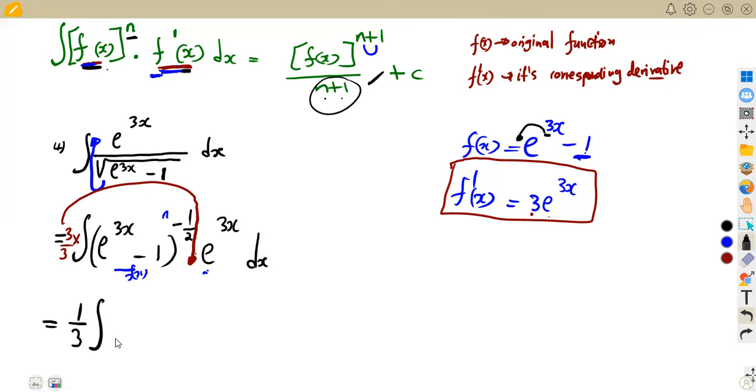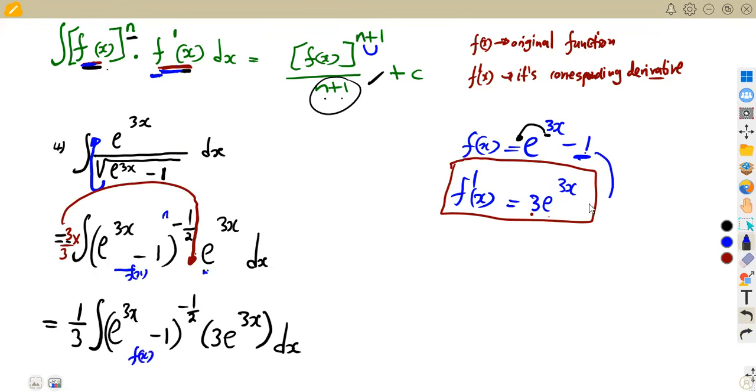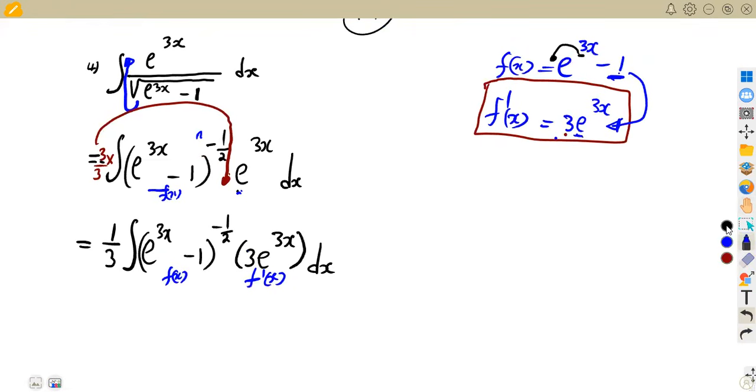The integral of e to the exponent of 3x minus 1, everything to the exponent of minus half, which is our n. Then we take this 3 that I said. So this 3 is now multiplying 3e to the exponent of 3x like this, with respect to x. So now it makes sense. This is your f of x, and its derivative is 3e to the exponent, which is the same as what we see here. This is its derivative.